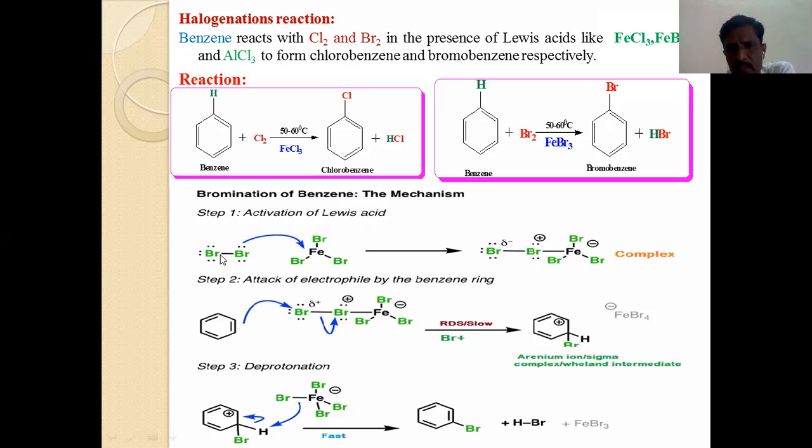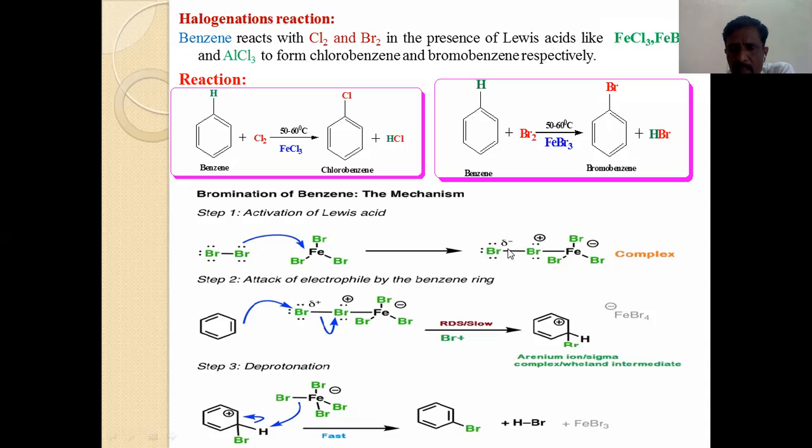Just to check, only this Br2 will be attached to that ferric bromide, FeBr3. Now this is called a complex. In this complex, there are two bromine atoms: this is the first bromine atom, and another bromine atom is there. This bromine atom gets positively charged: partial positive charge is developed on this Br and negative charge on this Br. Now this is the complex, and this complex is highly unstable.